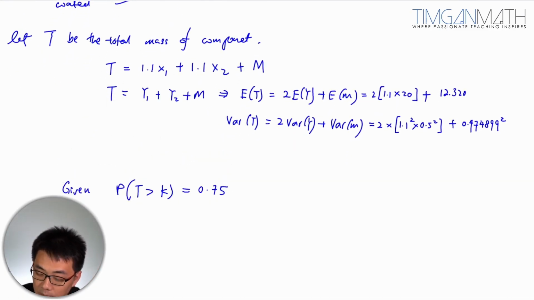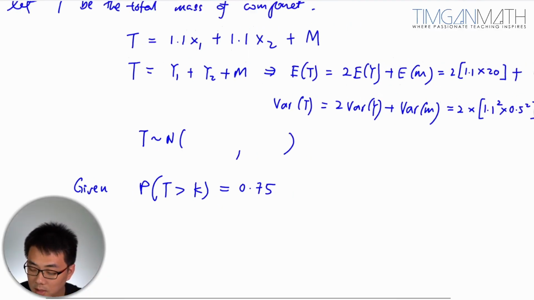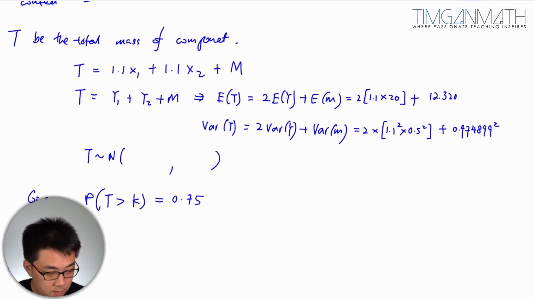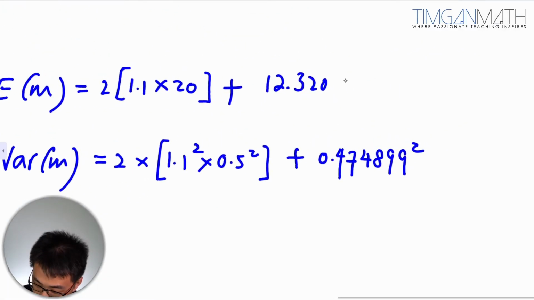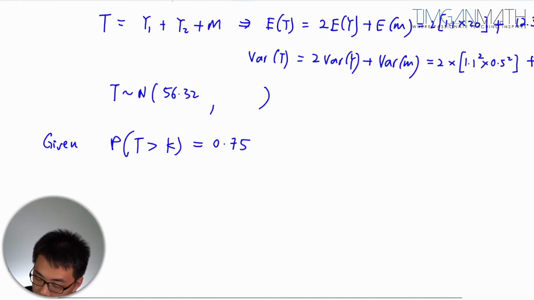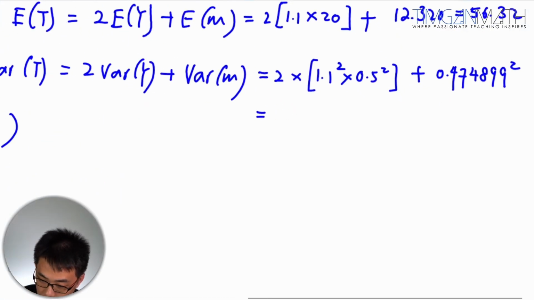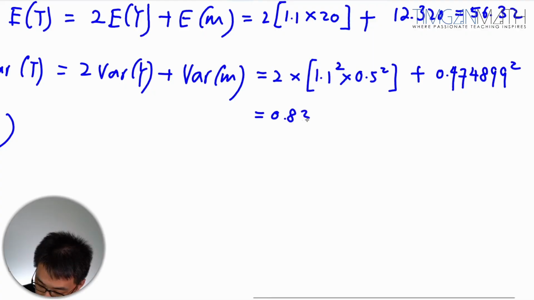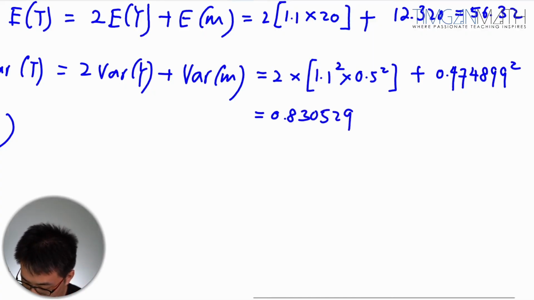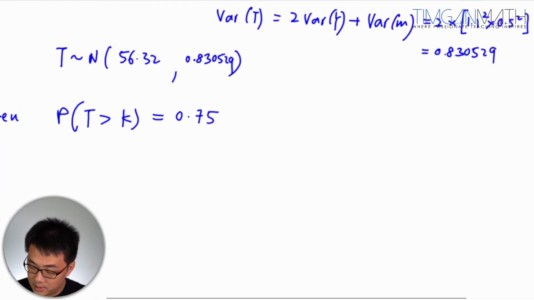We will have our total mass here, the normal distribution here. So just going to key in the calculator. This over here would be 56.32. So the mean is 56.32. Then after which the variance here will be 0.830529. Okay, so this is it.